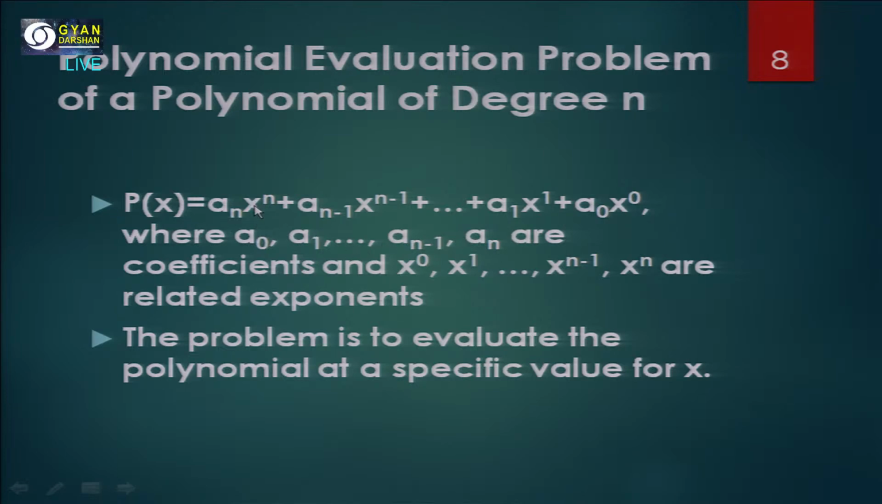For a degree n polynomial, you have n plus 1 coefficients, and x to the power 0 to x to the power n are the related exponents. x to the power 0, we all know, is 1. And the problem is to evaluate the polynomial at a specific value for x. So you will assign a value to x in the polynomial, and we are going to expect some result. What methods are we going to use for this?